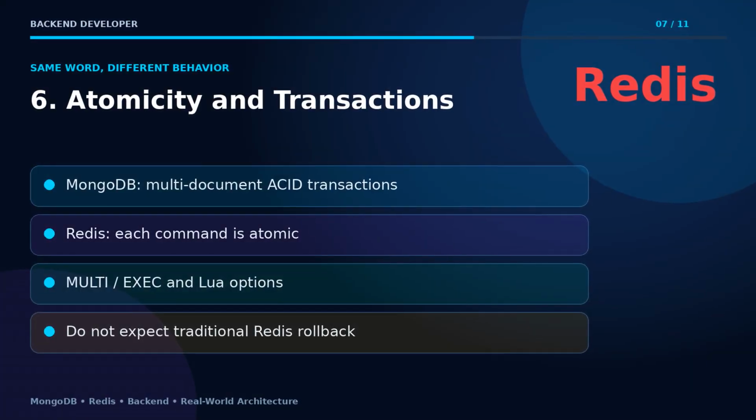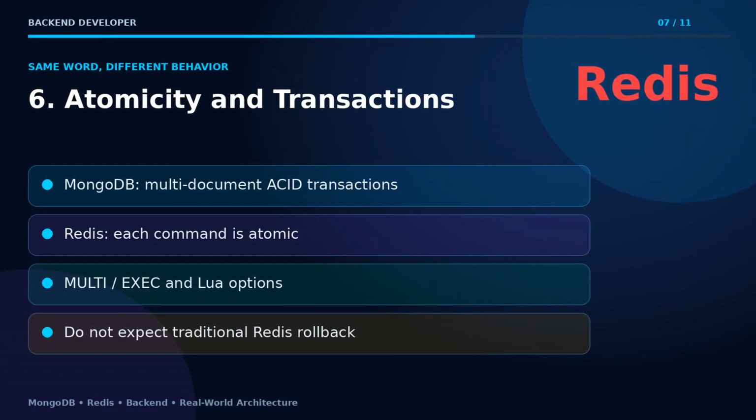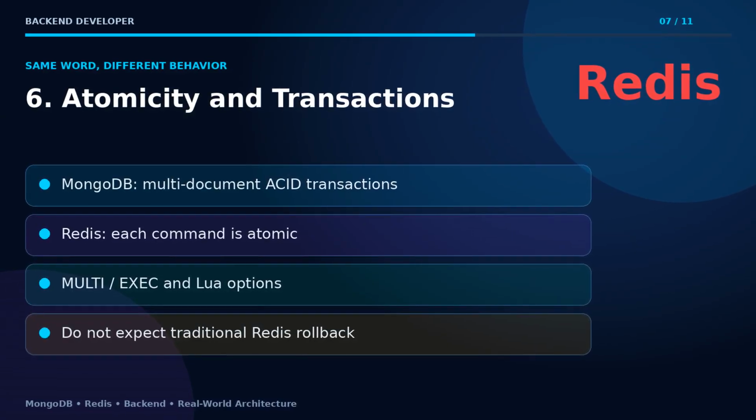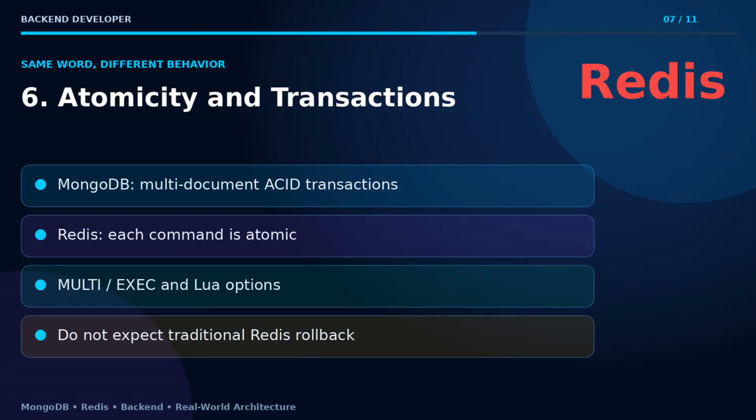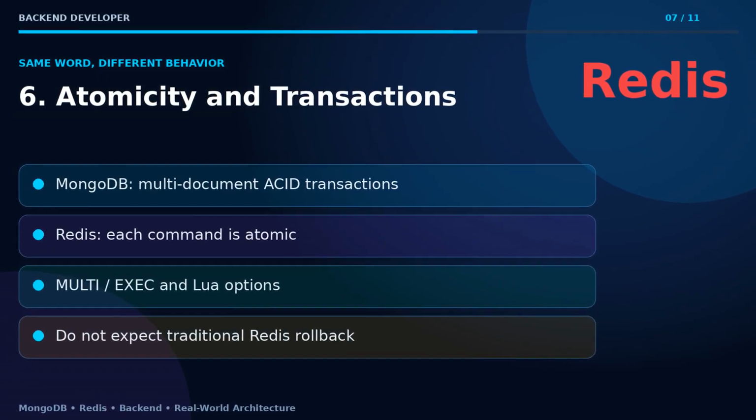Consistency and transaction models are different as well. MongoDB provides atomic single document writes and supports ACID transactions across multiple operations, collections, databases, documents, and shards when needed. Good document design should still reduce unnecessary transaction use. Individual Redis commands are atomic. MULTI and EXEC can queue command execution, while Lua scripts or server-side functions can combine operations atomically. But Redis transactions do not behave exactly like relational or MongoDB multi-document transactions. Do not design the system expecting traditional rollback behavior when a command fails.